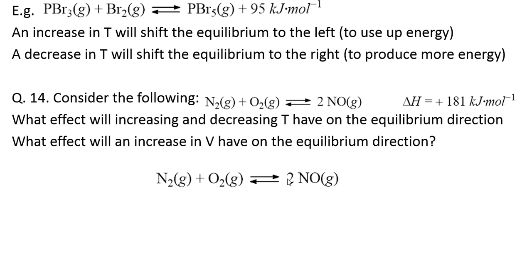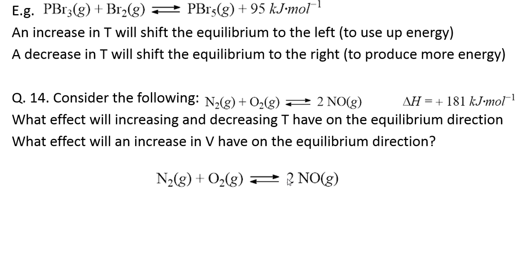Therefore, if we increase the temperature, the equilibrium will shift to the left to use up the energy, since the energy can be viewed as a product. If we decrease the temperature, the equilibrium will shift to the right to produce more energy, since in this reaction the energy can be viewed as a product.